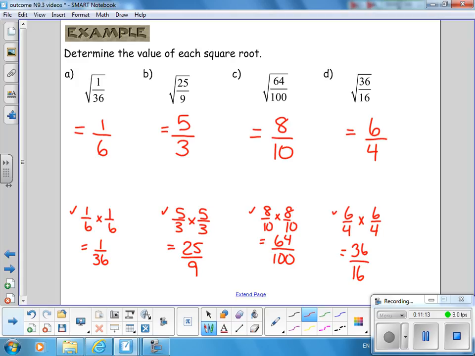So if you can do these in your head, go for it. If you can't, use a calculator, but don't just change it to a decimal. Find the square root of the top and the square root of the bottom first.